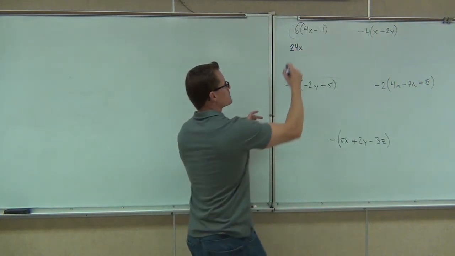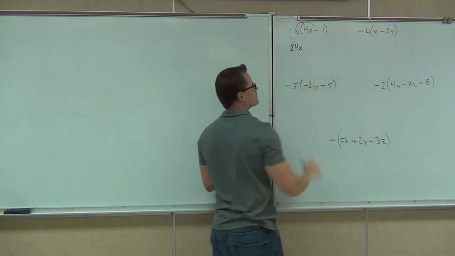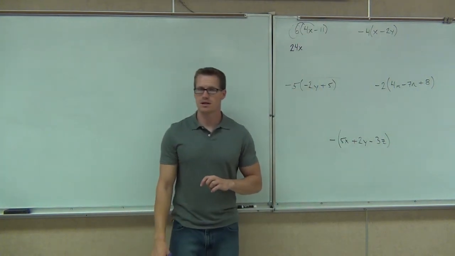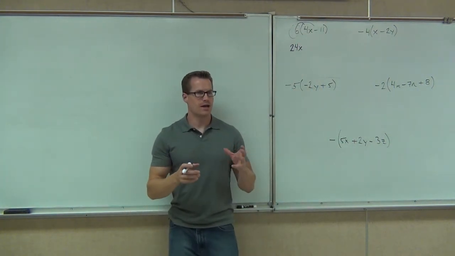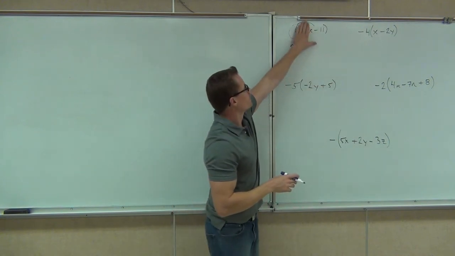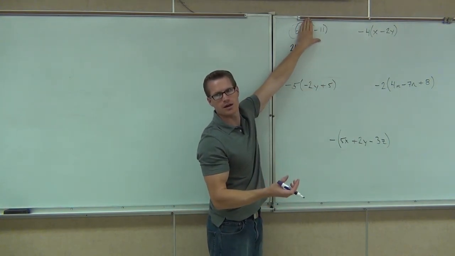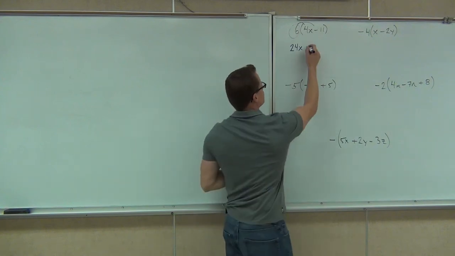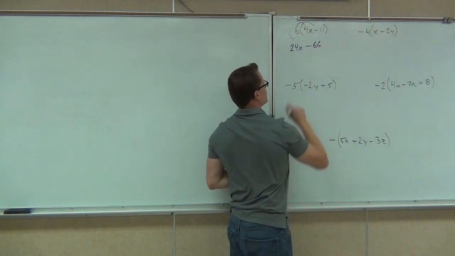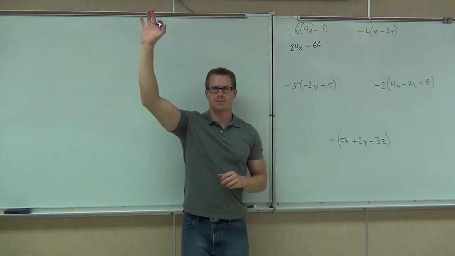Then we multiply the 6 times what? Minus 11. Negative. You've got to think about that like with a sign. So here, we ignore our 4x for a second. We do 6 times negative 11. You get how much out of that? 66. Negative. So we can put minus 66. Yeah, that's exactly right. How many got that right?